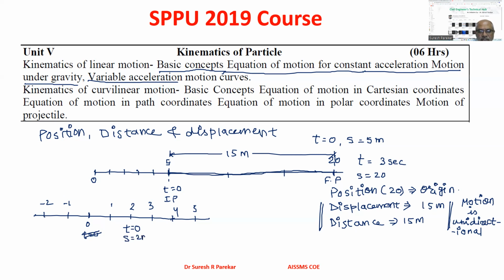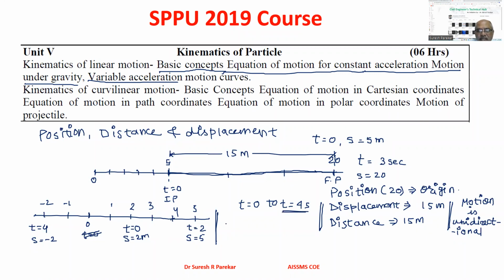So this is position. Now let us say at t is equal to 2, we have s equal to 5, and at t is equal to 4, we have s equal to -2. We have to study only between t is equal to 0 to t is equal to 4 seconds, and we have to find position, distance and displacement at t is equal to 4 seconds.